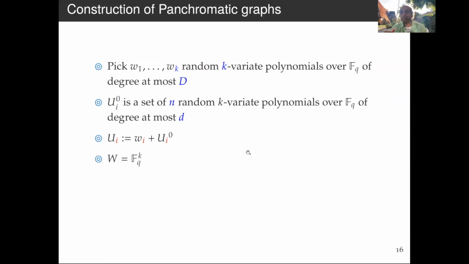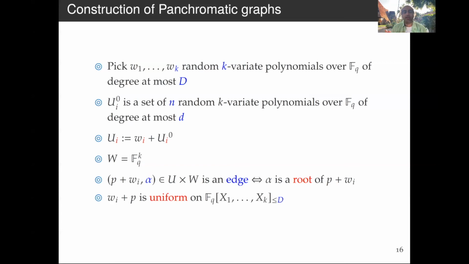And our W is just going to be the evaluation points, where we are going to evaluate all these polynomials. So it's F_q to the k. And we put an edge from a vertex in U_i, say it's denoted by P plus W_i, where P is this degree little d polynomial. We put an edge from P plus W_i to alpha, where alpha is a place where we evaluate this polynomial, if P plus W_i evaluates to 0 on that location alpha. Notice that W_i plus P is uniform over the space.